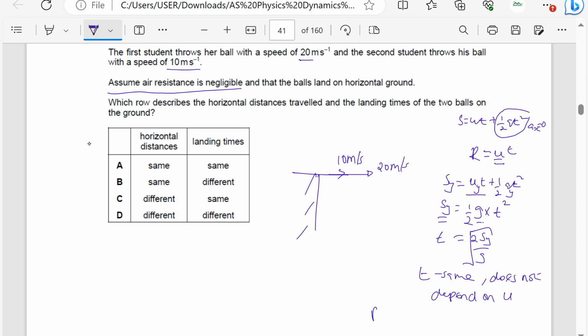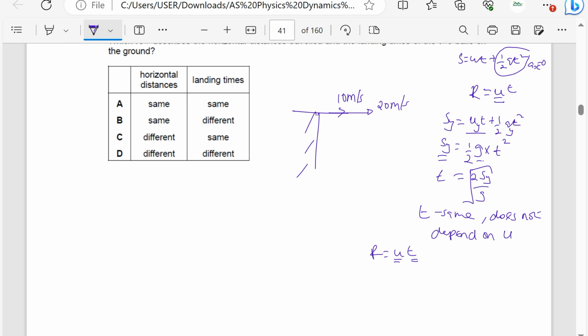But remember, R is equal to u times t. And u is different, t is the same. So it means R is going to be different, because R depends on u, even though t is the same. So the landing time is the same, but the horizontal distance is different. So the answer is going to be C. Landing time is the same, horizontal distance is different.